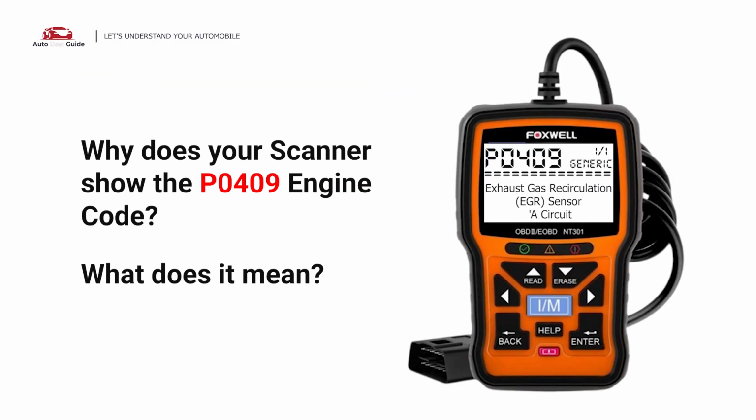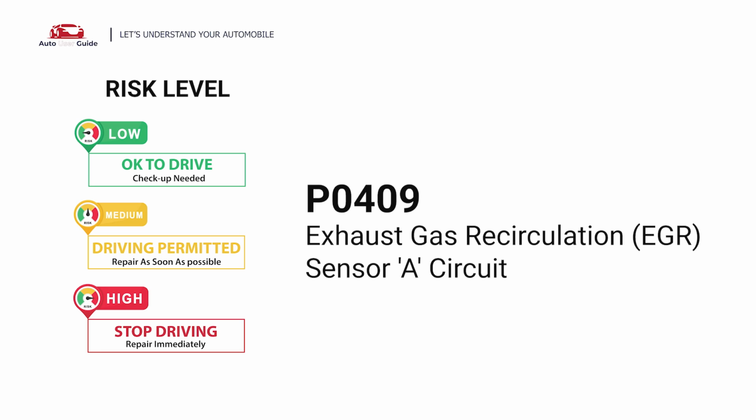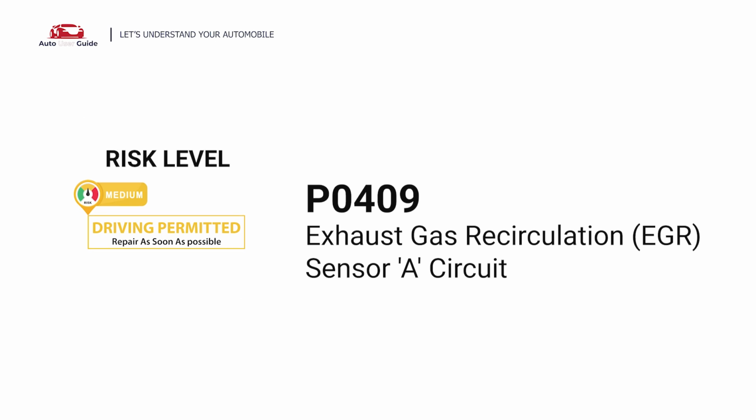Why does your scanner show the P0409 engine code? What does it mean? P0409 is a diagnostic trouble code for exhaust gas recirculation EGR sensor A circuit.